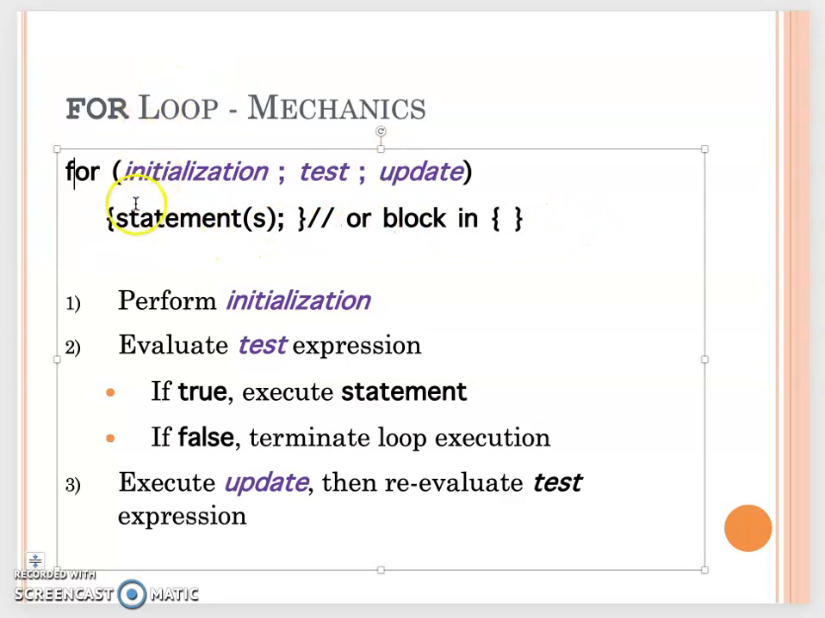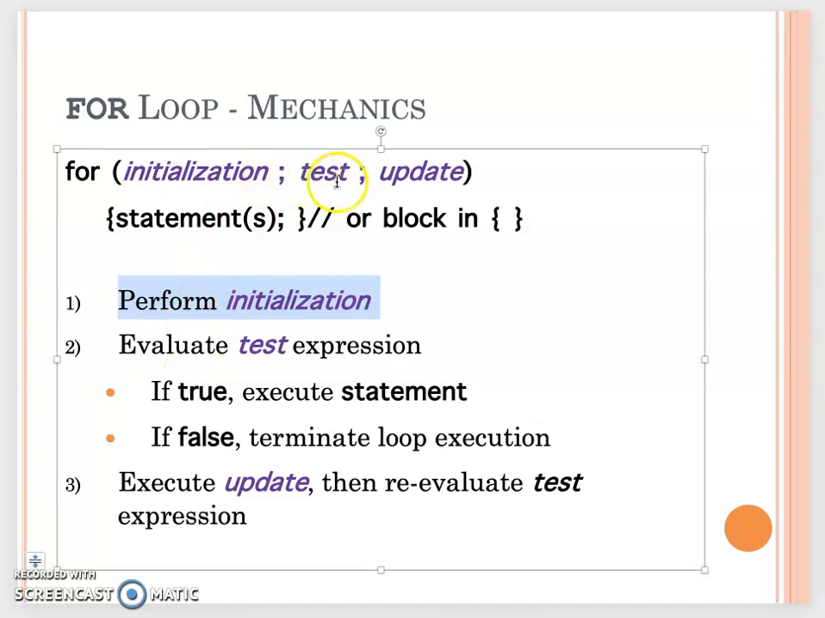So how does it work? The first thing it performs is initialization. Initialization is the first thing performed, where we assign the default value for the counter. Initialization actually only happens one time. So the first thing, when you come to the for loop, you will initialize the counter value.